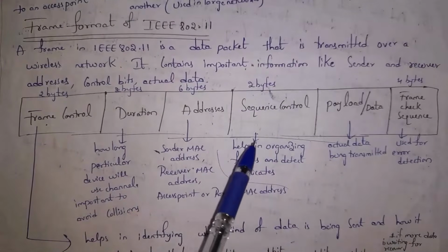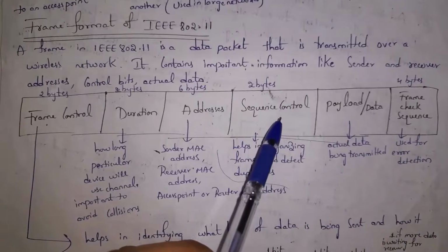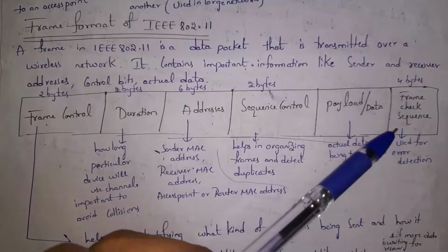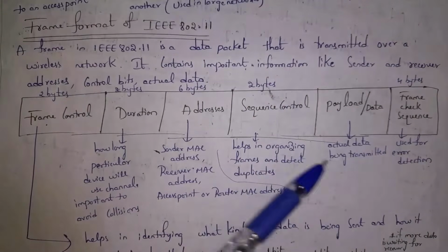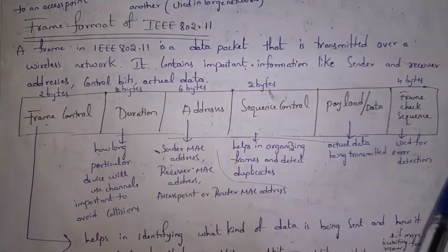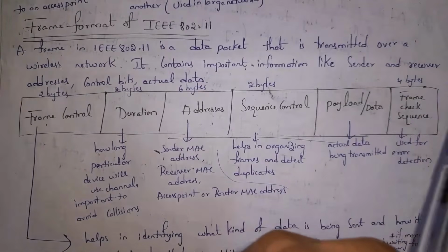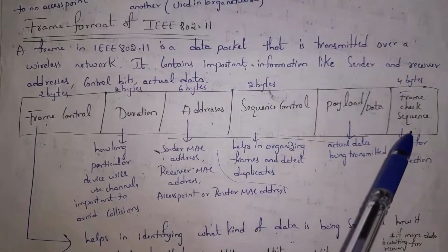And the next field is sequence control. Guys, by using sequence control, we can send our data in a sequential manner, and sequence control can identify duplicate values. The actual data which we are sending is known as the payload. For example, I am sending the message hello, so the message hello is considered as the payload. And the last field in the frame is the frame check sequence. We also call it checksum. This field is 4 bytes. By using this field, we can identify errors in our data.